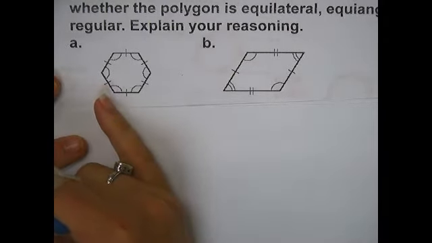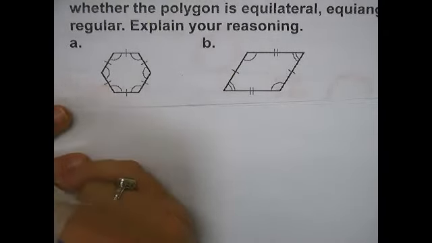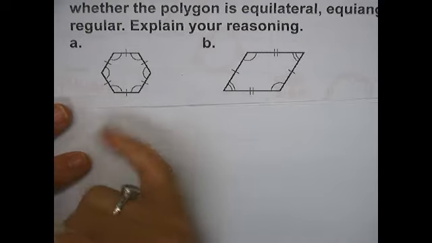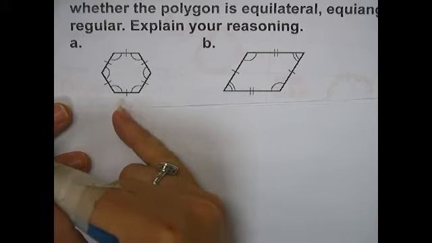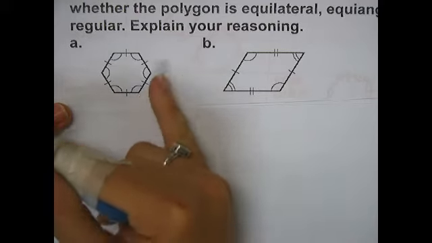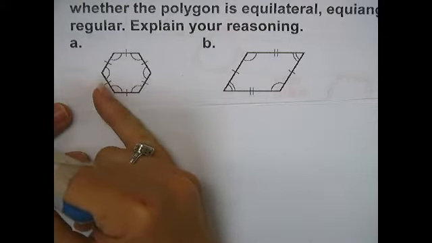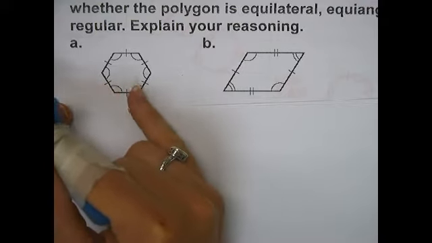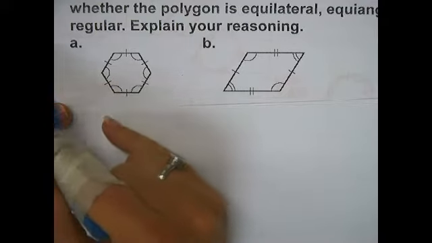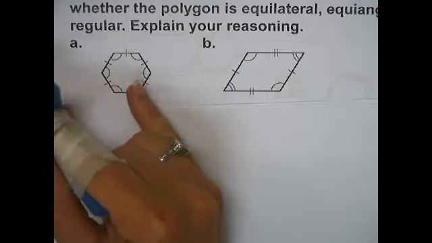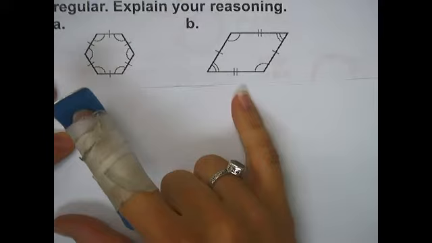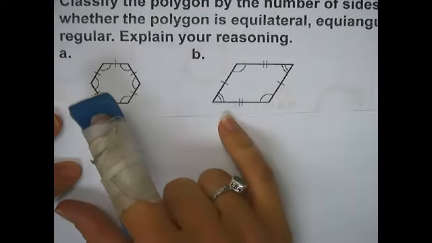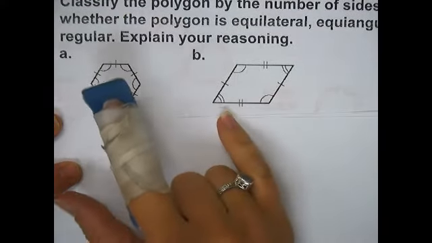Okay. So looking at A and B, decide if they are regular, if they're equilateral, equiangular, or regular. So in this case, do you think it's equilateral? Yes, because all the sides are the same length. Is it equiangular? Yes, all the angles are marked. So since it's both and it's convex, that makes it regular.